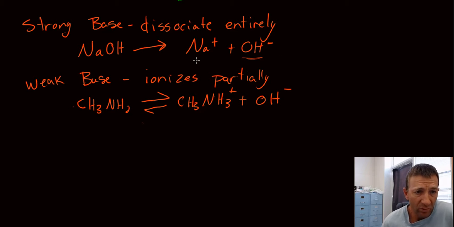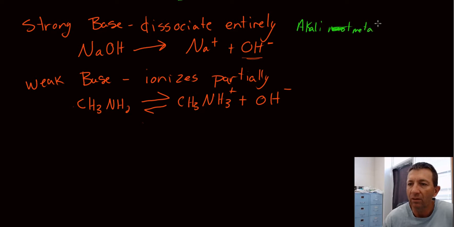Now, how do you tell the difference between a strong base and a weak base? Here's the really short, easy way to do it. If you have an alkali metal, oh, I totally slaughtered that word, alkali metal, or an alkaline earth metal, plus an OH, it's a strong base.